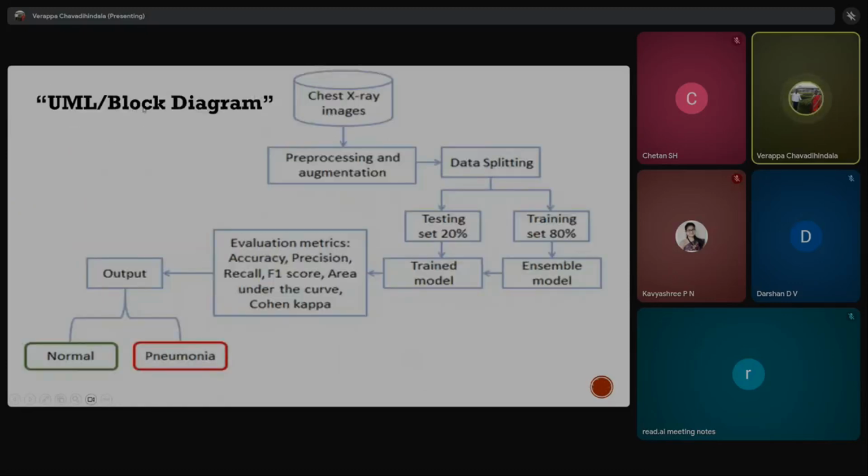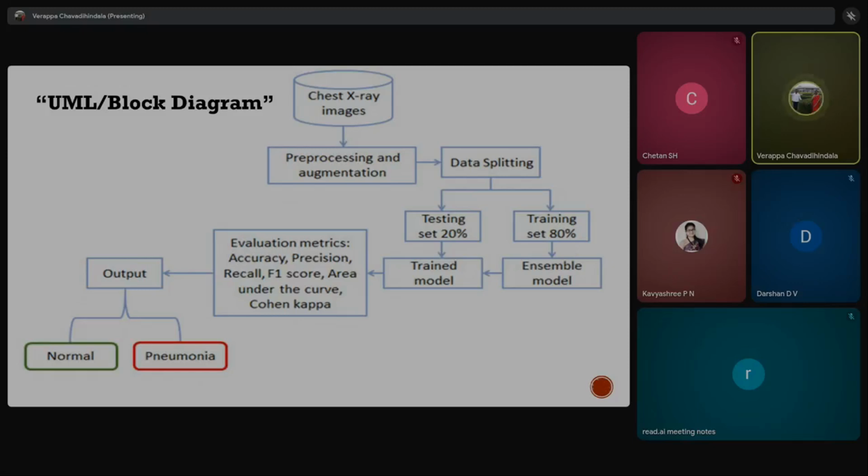Here is the UML and the block diagram. This is our whole concept. As input we are using chest X-ray images. After that, the data is pre-processed and augmented. Before we give the input to our model, we have to build our model, so this explains how we built it. After pre-processing, we split the data into two types: for testing we use 20 percent of the whole data, and for training we use 80 percent.